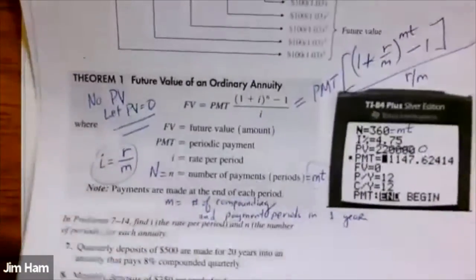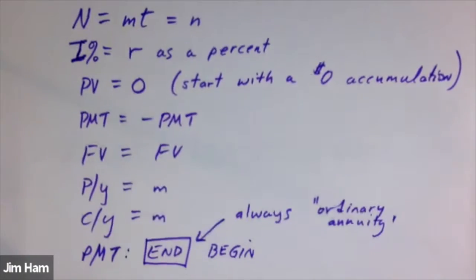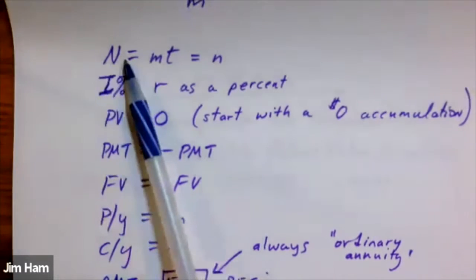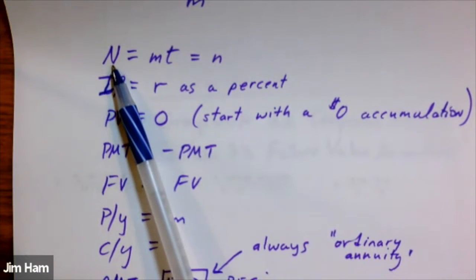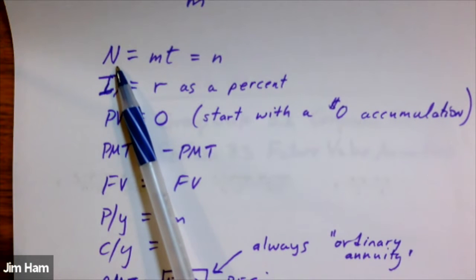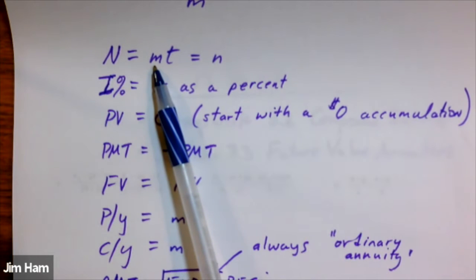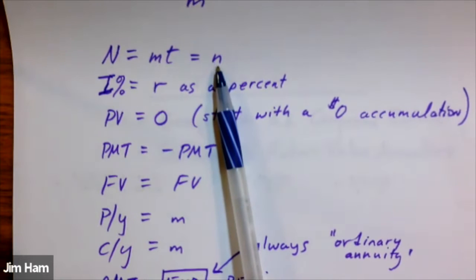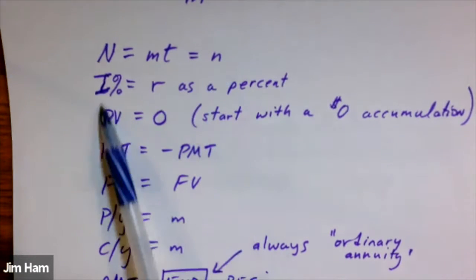All right, let's work through some of these problems. I'll include this handout here too. This is almost always the same, no matter whether we're working in section 3.2 or 3.3 or 3.4. N is the number of periods throughout the entire investment time. Your compounding factor times the number of years. And that's equal to N in our formulas.